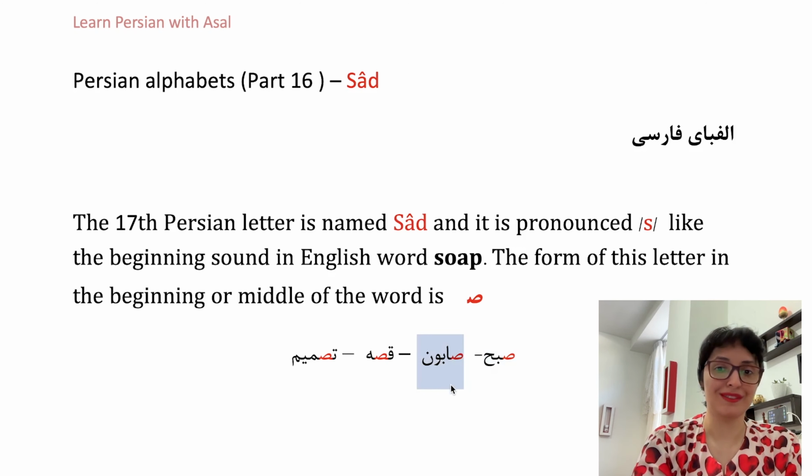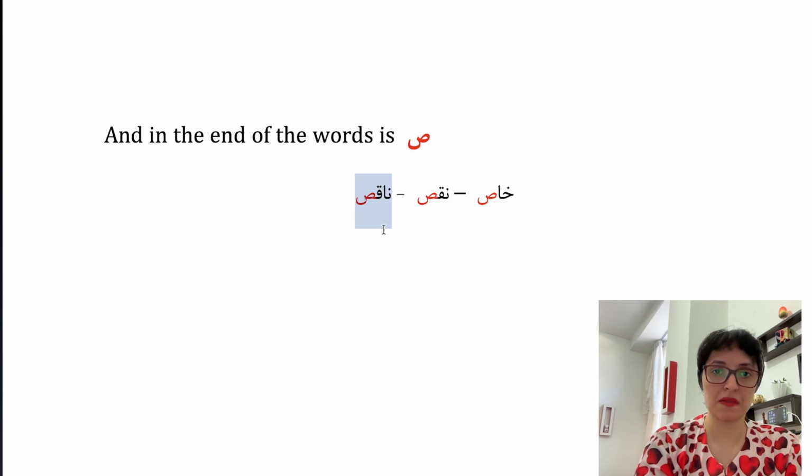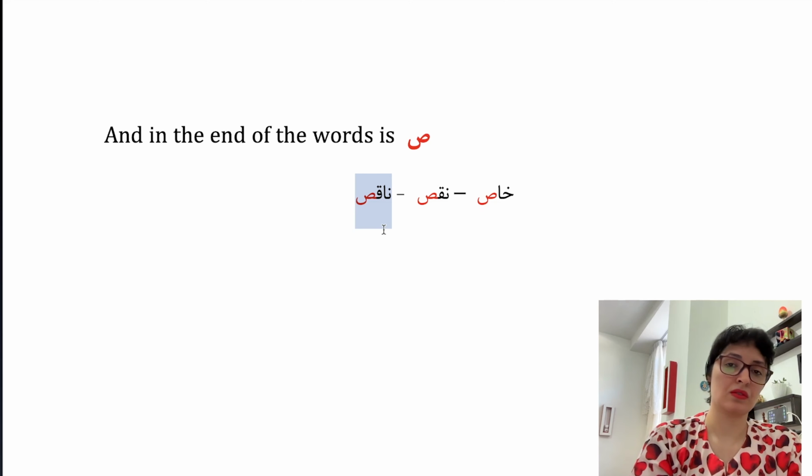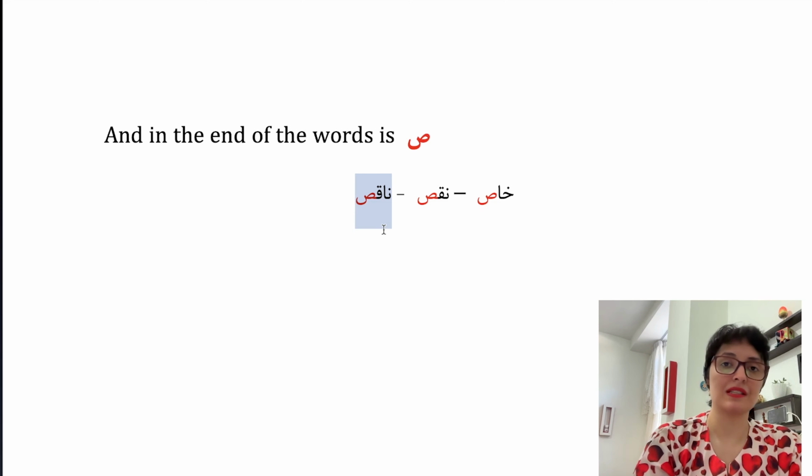But dastan is written with Sin. Tasmim. And the form at the end of the word is like this. Se. Khas. Naqs. Naqis. Pay attention that the letter Sad is originally from Arabic, so most words that are written with the letter Sad are somehow Arabic or have an Arabic root in them.